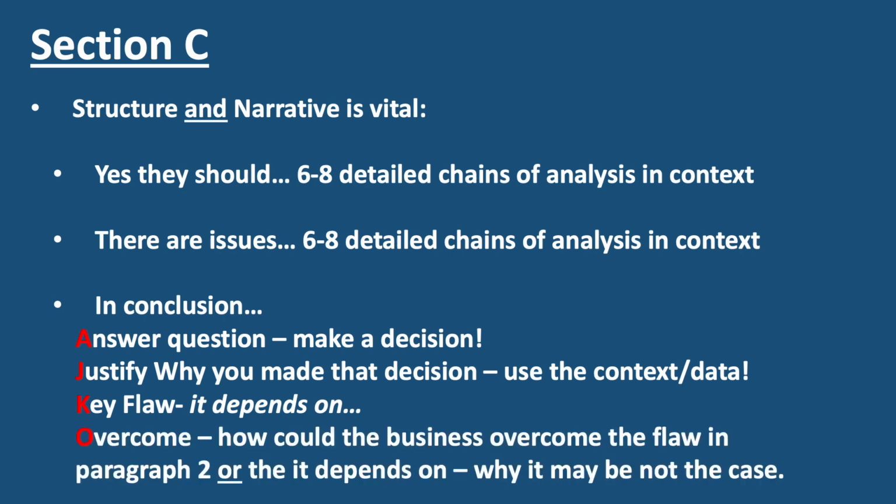And then you might think, oh, to get 16 out of 16, overcome. How could the business overcome the flaws, the issues, you mentioned in paragraph 2? In the there are issues, you would have said the issues. Can you think of a way to overcome those issues? Because if you can do that, then you have a more robust conclusion. Or you might think about the it depends on point and why it might not be the case. And if the question suits it, you could take both those angles in terms of making your really powerful conclusion.